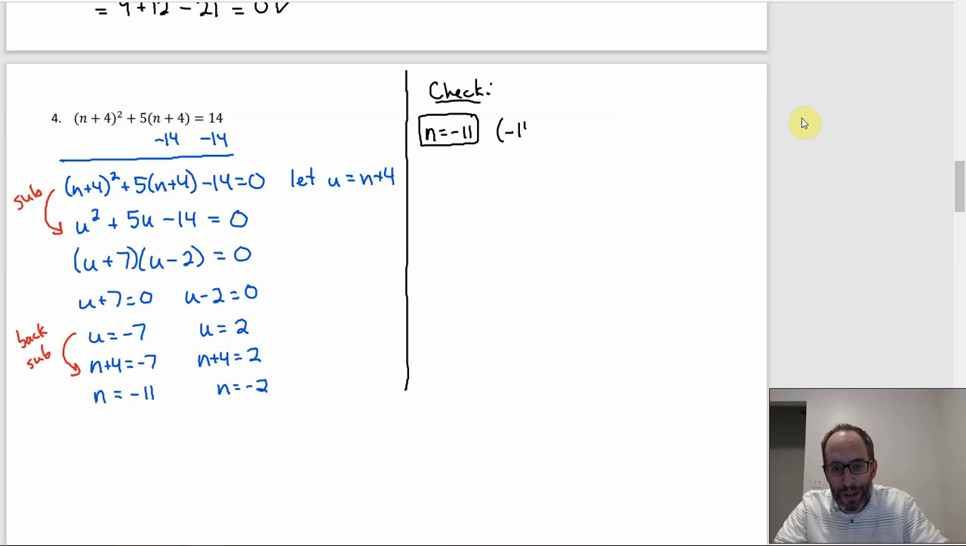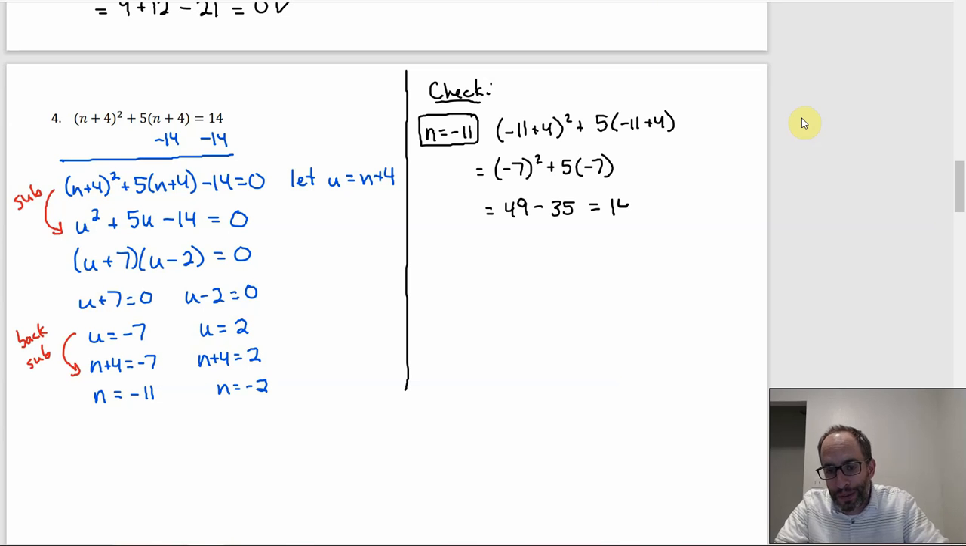So we have negative 11 plus 4 quantity squared plus 5 times negative 11 plus 4. And that's going to be, let's see, negative 7 squared plus 5 times negative 7. And so that's 49 minus 35, or 49 plus a negative 35, whichever. And you get 14. And that's what you want, because that was what was on the right side in the original equation. So negative 11 works.